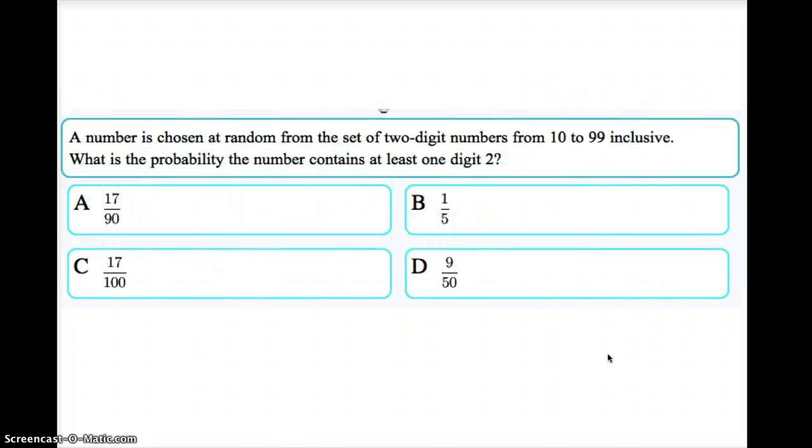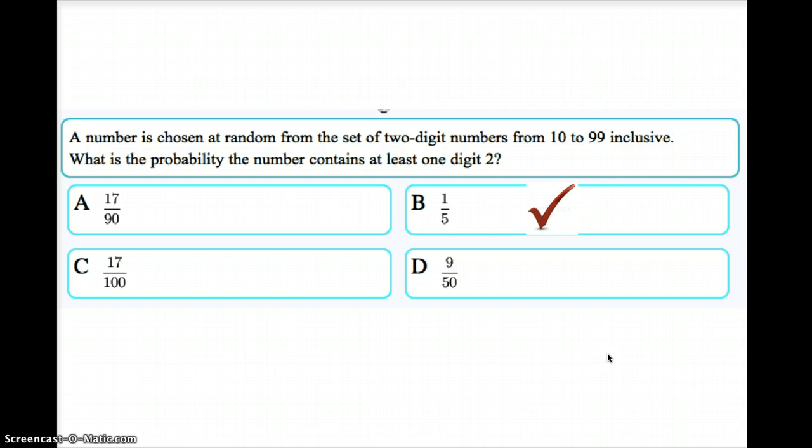For the last question that I would like you to try, a number is chosen at random from the set of 2-digit numbers from 10 to 99 inclusive. What is the probability that the number contains at least one digit 2? So I'd like you to think carefully. Okay? The correct answer is 1/5.